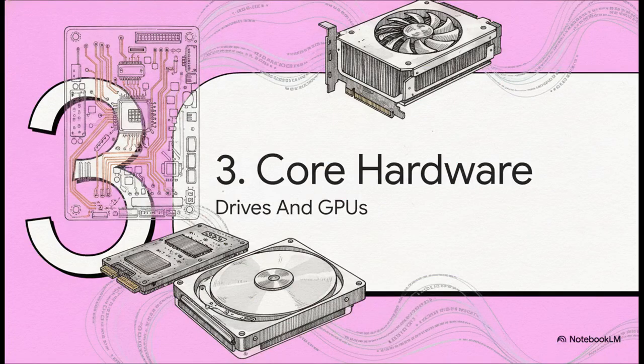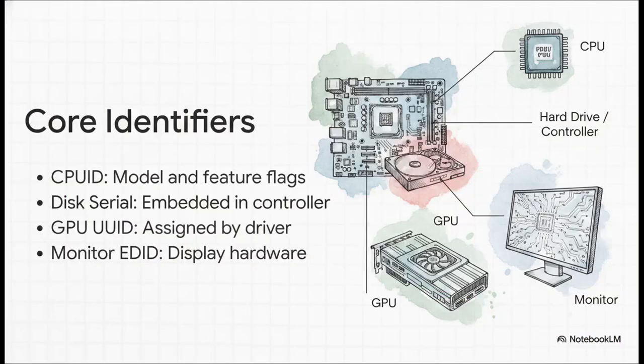Section 3. Core hardware. Drives and GPUs. Moving up from the motherboard, your core components are heavily identifiable all on their own. For example, your CPU ID reveals your exact processor model and its specific feature flags, and it doesn't even need elevated system privileges to do that.